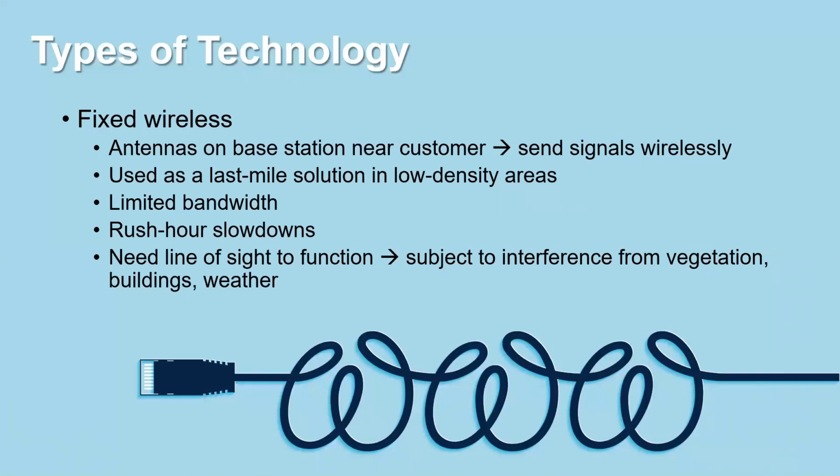So outside of limited bandwidth, which you would expect because it's a wireless technology, this technology, just like cable, is subjected to rush hour slowdowns. It also needs a line of sight to function. So interference is a real issue with fixed wireless. It's something that presents an engineering challenge when systems are being designed. And so it's just something to keep in mind, especially if you live in an area with a lot of trees or buildings or hills. Mountains, fixed wireless does become a more challenging solution.